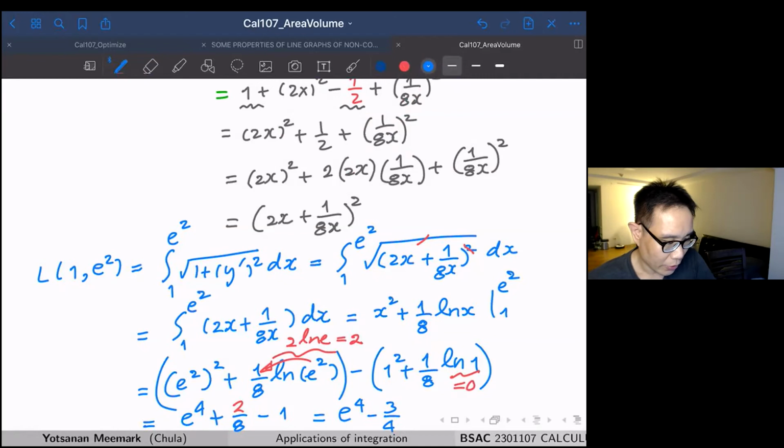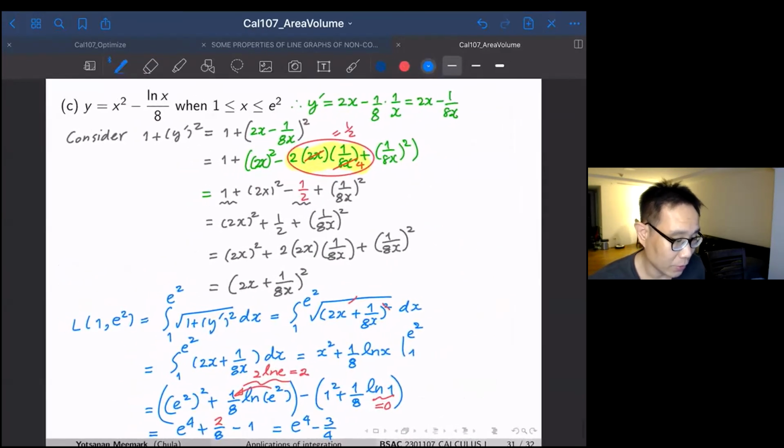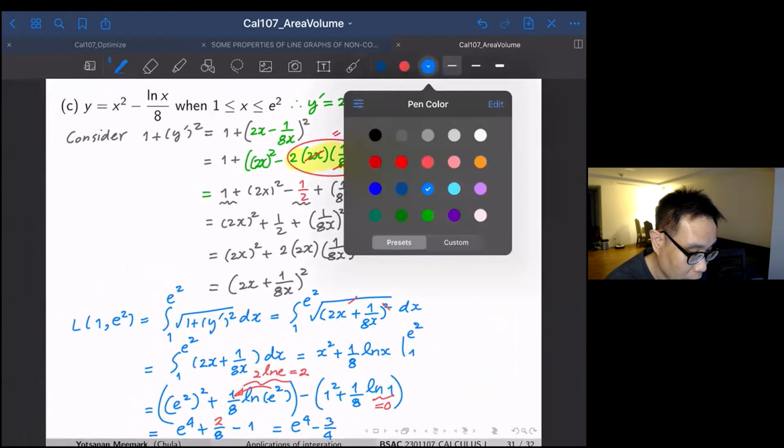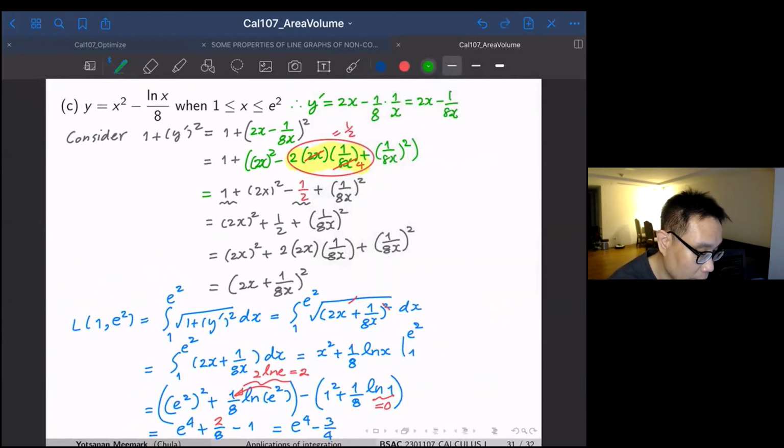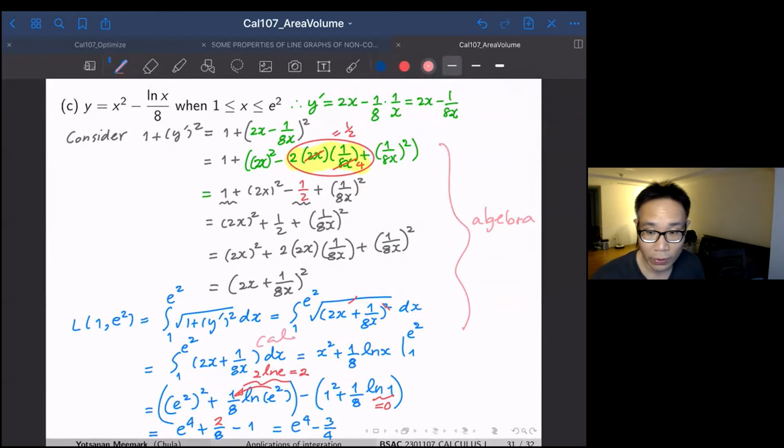So you see that it uses algebra a lot. Here we do not use substitution at all. We just play with algebra only, and then you have the basic integration. So you have calculus only in the integration at the end. Sometimes arc length is difficult, not because of graphing, but because the algebra is sometimes complicated in order to set up the term ready for you to integrate.